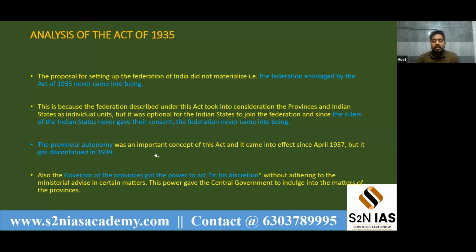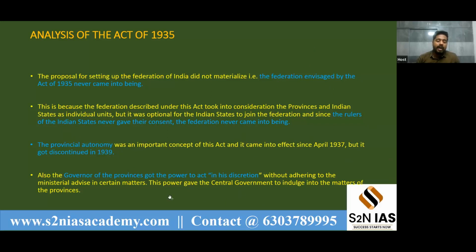Provincial autonomy was an important concept of the Act and it came into effect in April 1937, but it was discontinued in 1939 itself because the British could not loosen their dominance. Of course, under the pressure of the Indian National Congress and other patriotic organizations, they gave provincial autonomy in the 1935 Act. It came into force in April 1937, but within two years the provincial autonomy concept was discarded, and federation was not realized.